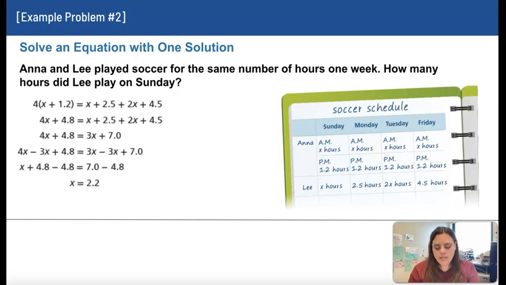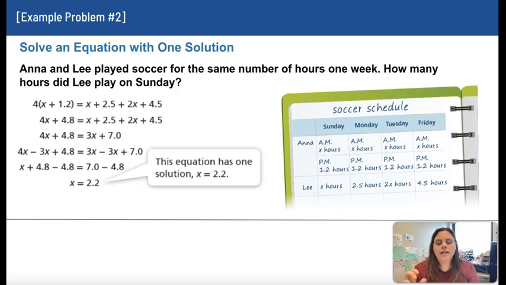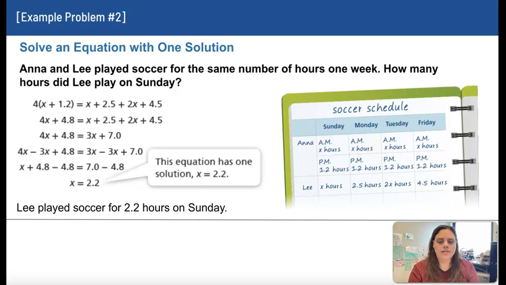This is very much like solving your equations in Lesson 5. The equation has one solution because x equals 2.2. So Lee played soccer for 2.2 hours on Sunday.